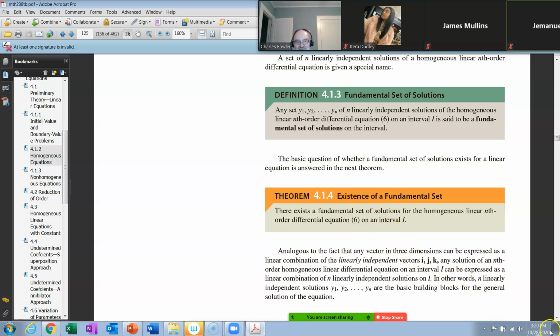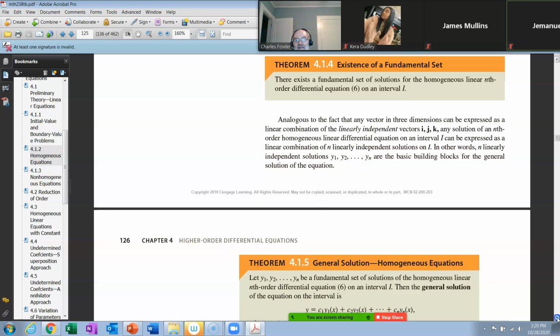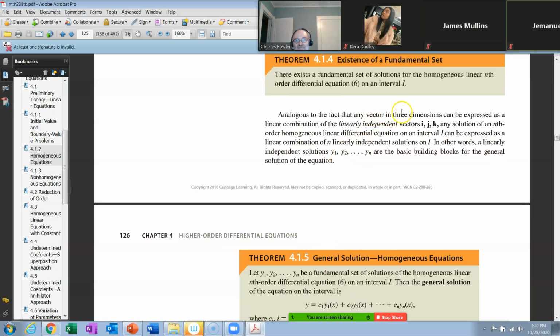Now, analogous to the fact that any vector in 3 dimensions can be expressed as a linear combination of the linearly independent vectors i, j, and k, any solution of an nth order homogeneous linear differential equation on some interval I can be expressed as a linear combination of the n linearly independent solutions on I, that fundamental set. In other words, n linearly independent solutions, y sub 1, y sub 2, y sub 3, all the way up to y sub n, are the basic building blocks for your general solution for the equation. That said, let's move to the next theorem here.